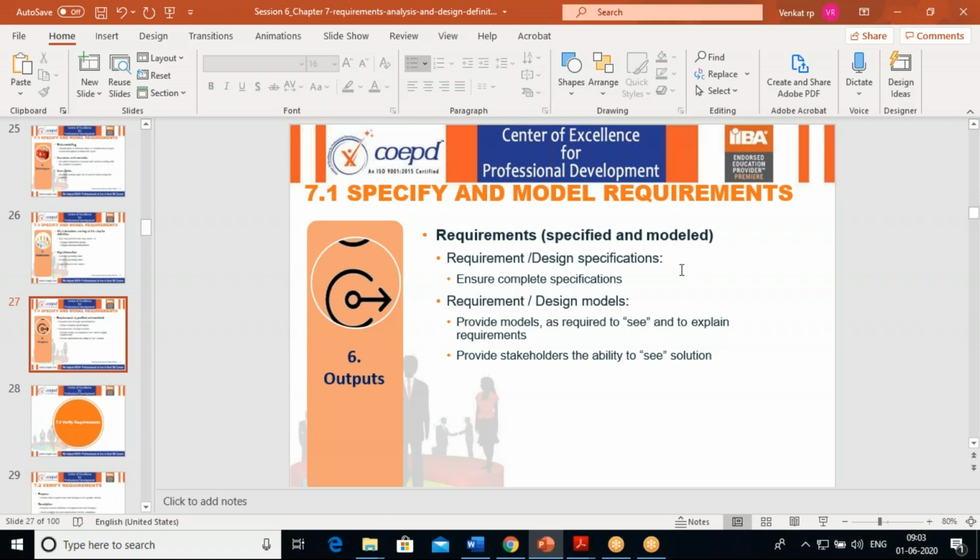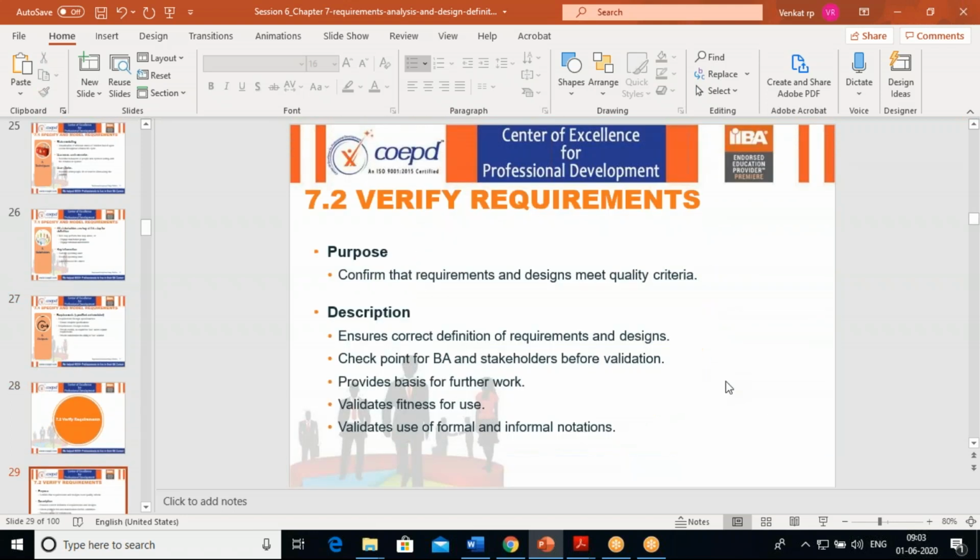Any gaps, we are going to identify, get that information and document it properly, right? When you see it, you will understand it, so it has a visual impact. Visually they can understand, okay, fine, this is what we are going to get. That is what we will be understanding here. The next one is verifying the requirements.